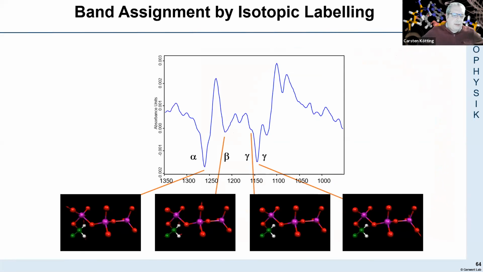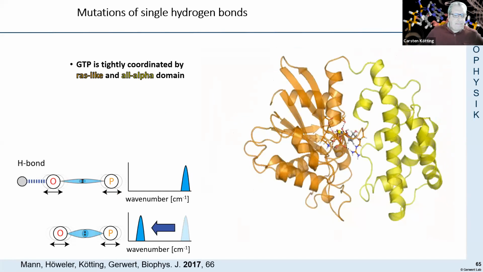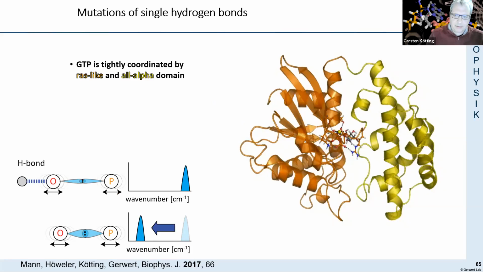What we did here before was assigning the vibrations of the GTP, alpha, beta, and gamma phosphate. So we knew which vibration is where. And then we looked, for example, at environmental changes. We looked at mutants now of the G-alpha protein.